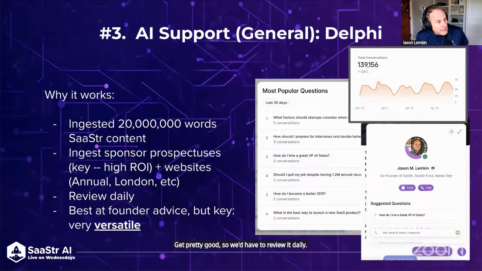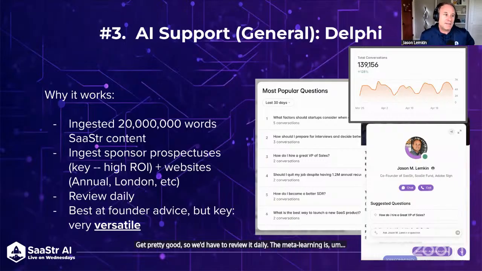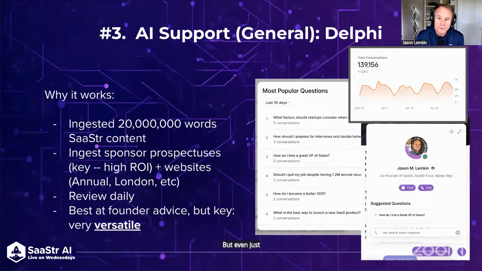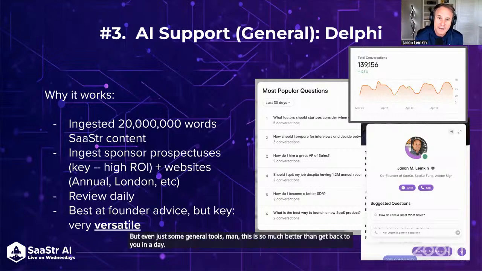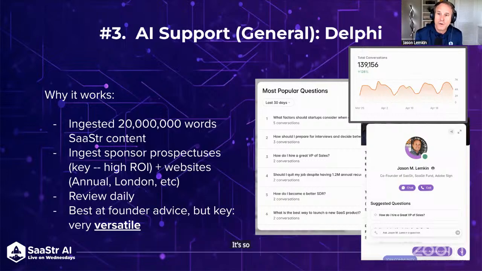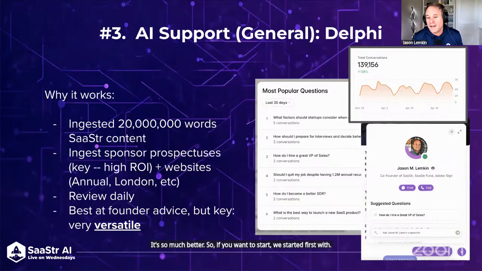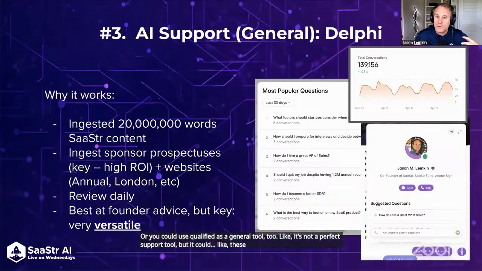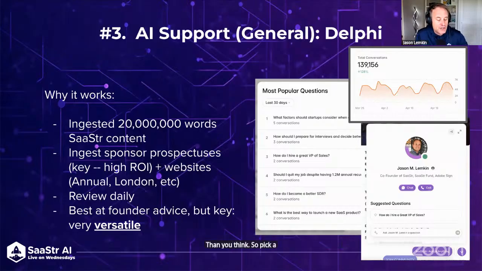The meta learning is, to get the results that we've seen from the SDR and the BDR, you have to put in a lot of effort, but even just some general tools, man, this is so much better than "we'll get back to you in a day." It's so much better. So if you want to start, we started first with Delphi, or you could use Qualified as a general tool too. It's not a perfect support tool, but these tools all can do more than you think. So pick a platform and just keep investing in it.